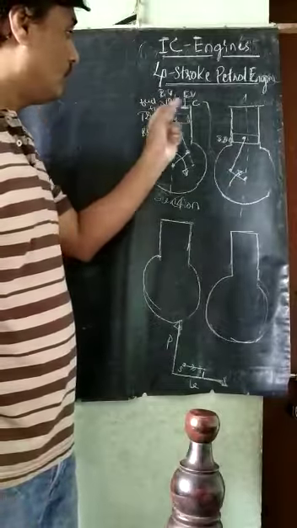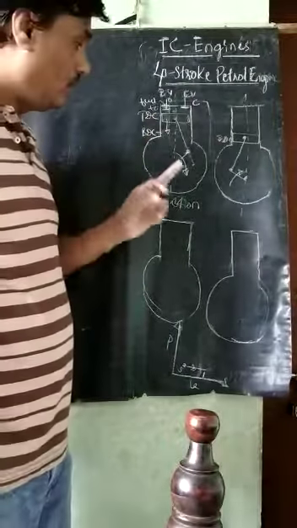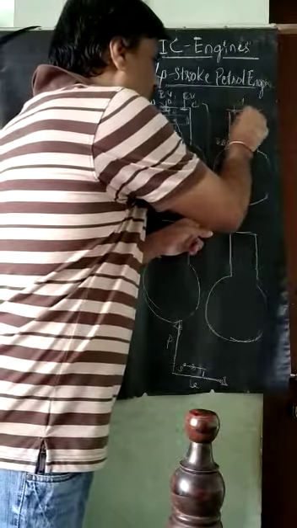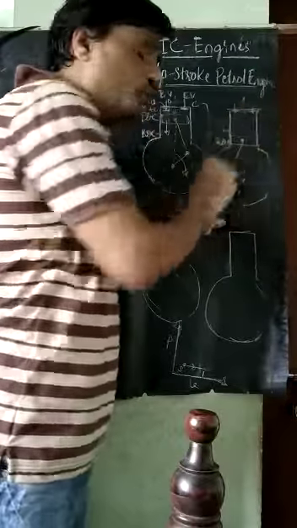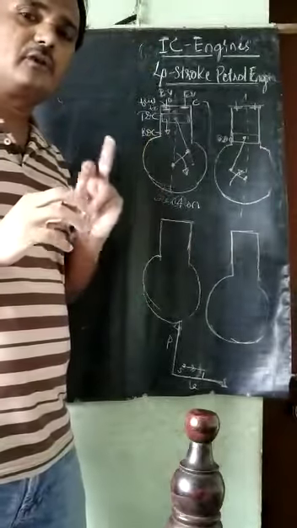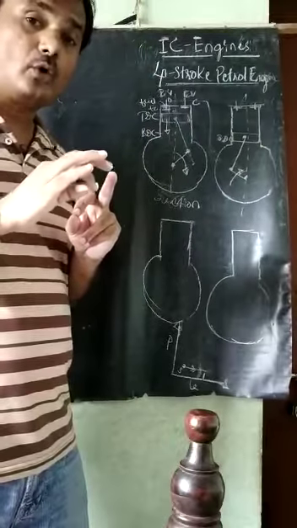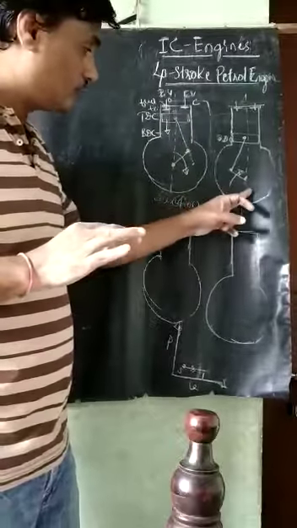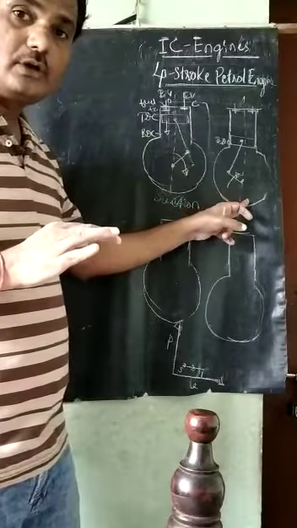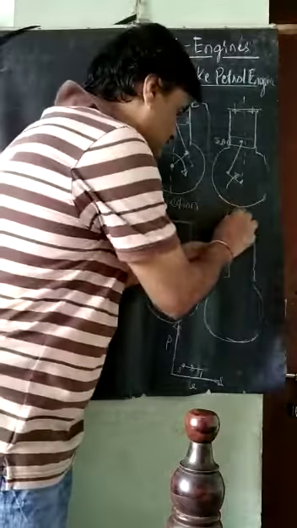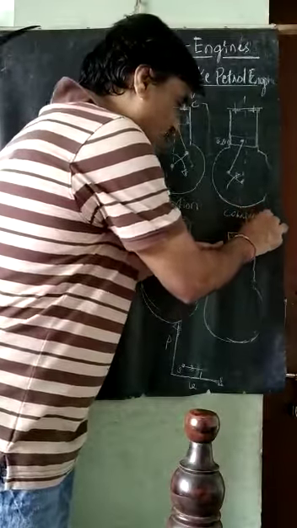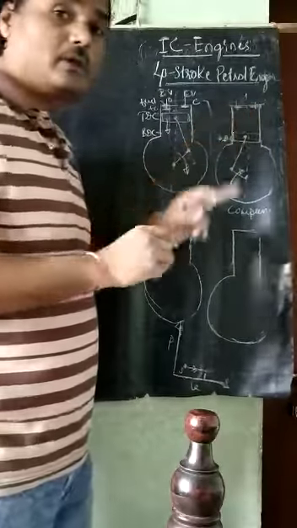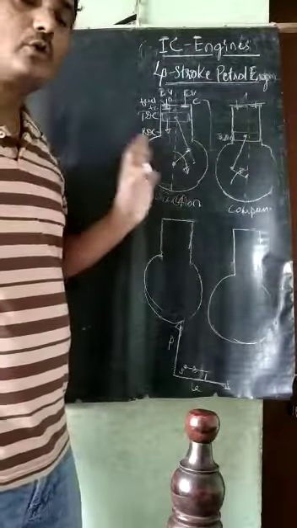Next, what about the valves? In this next stroke, both the valves are closed. Showing whether the inlet valve and exhaust valve are open or closed is very important in the diagram. This stroke is called the compression stroke. In this stroke, the inlet valve and exhaust valve are both closed.